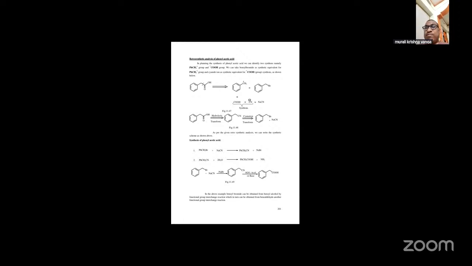This benzyl carbocation's synthetic equivalent is benzyl bromide, and the carbon dioxide synthetic equivalent is sodium cyanide. Now for the synthesis of this molecule: when benzyl bromide reacts with sodium cyanide, it gives benzyl cyanide. This benzyl cyanide under hydrolysis then gives the acid product.